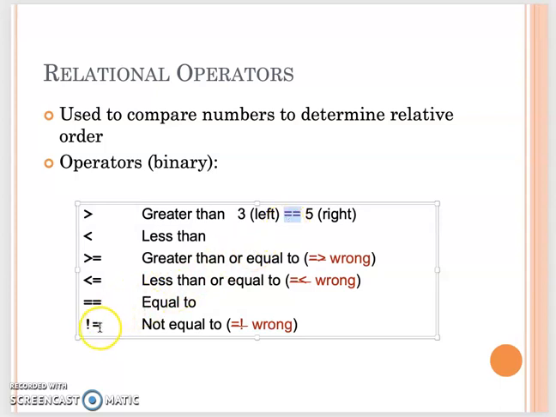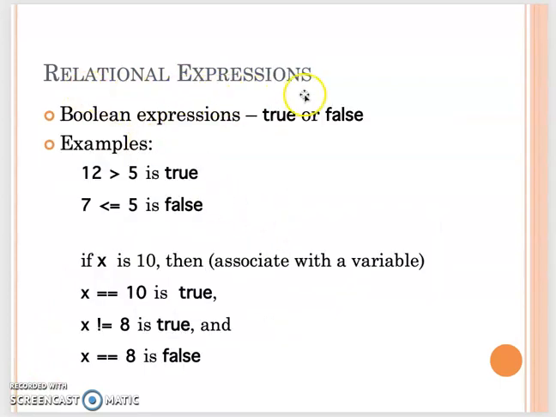And the last one, we have not equal to. The same thing, you need to have the not first, which is the exclamation mark, and then the equal. For example, we can check 3 not equal to 5. This statement is true, so we return true. So this is the relational operator. Those relational operators, when they are associated with values, we call them Boolean expressions. They either return true or false.